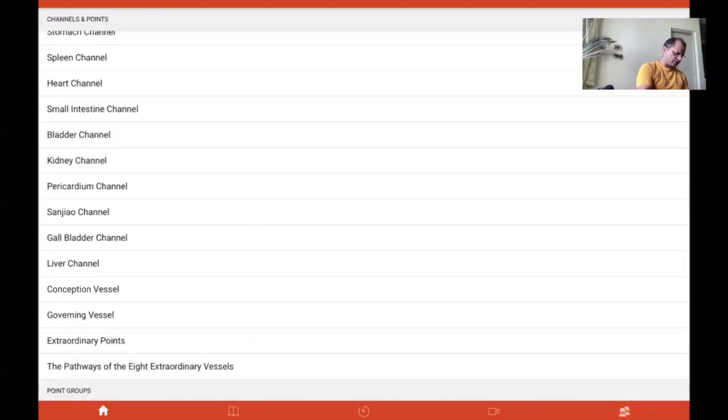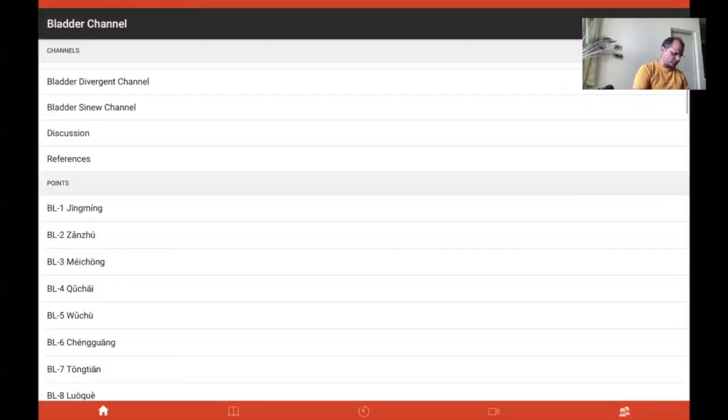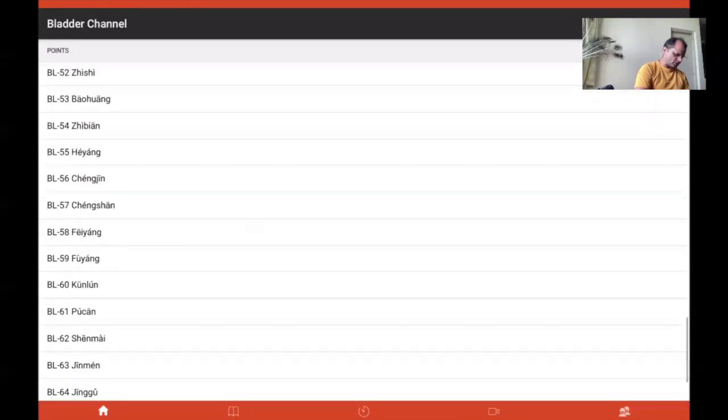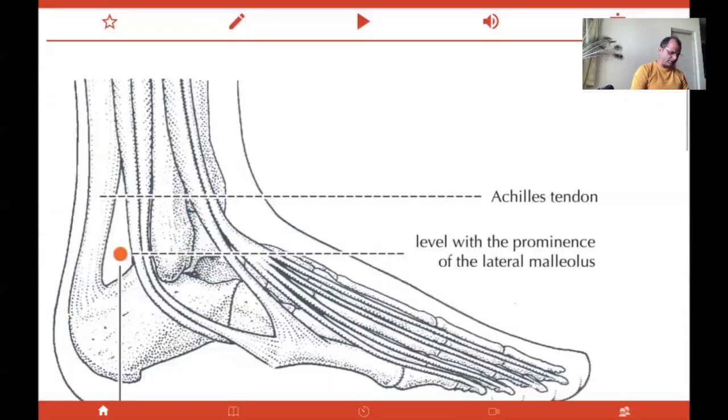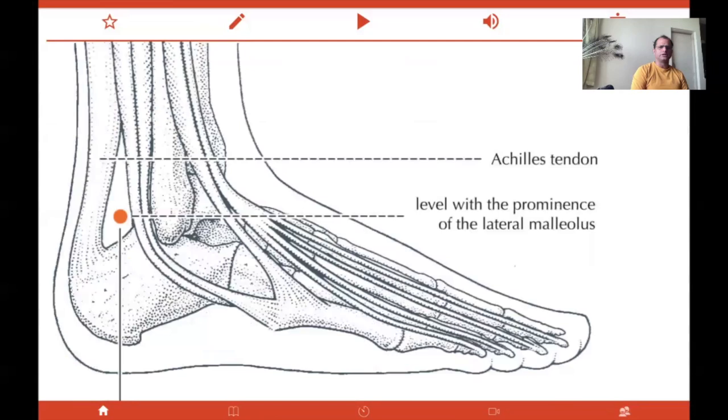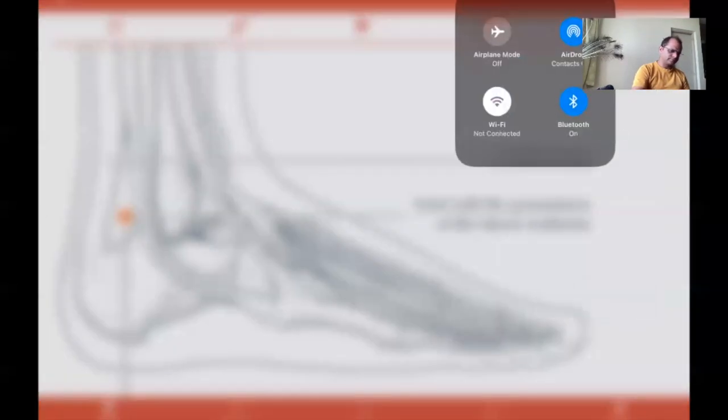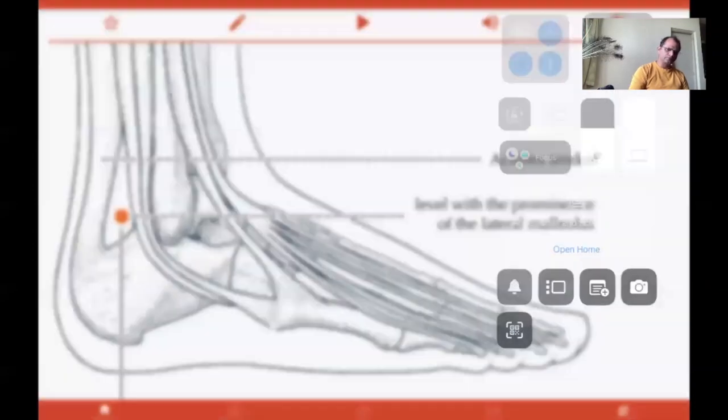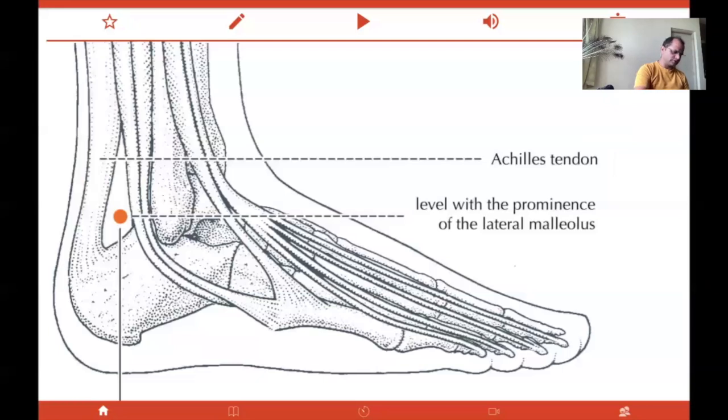So we took some points like this. Two more points I would like to highlight. One is UB60. UB60 we always take for neck pain. Urinary bladder 60 is located outside the malleolus, right? So this point is located on the lateral side of the malleolus. We can see here.